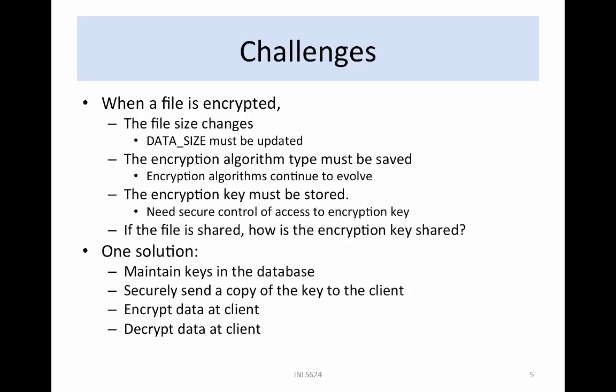When a file is encrypted, the file size changes and the persistent state information data size must be updated. The encryption algorithm type must be saved across all changes in technology since it is required to decrypt the file. An expectation is that the encryption algorithms will continue to evolve as computers become more powerful. The encryption key must be stored. Secure control of access to the encryption key is needed.